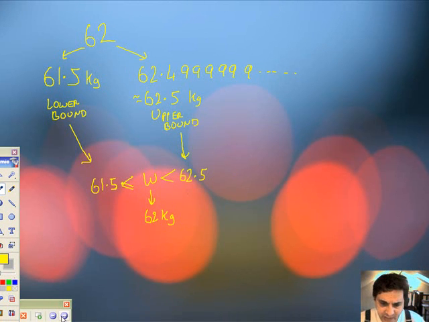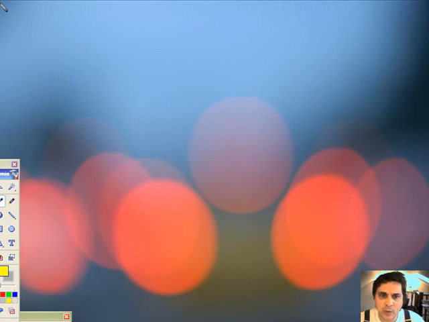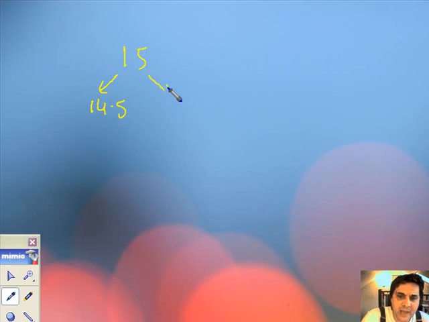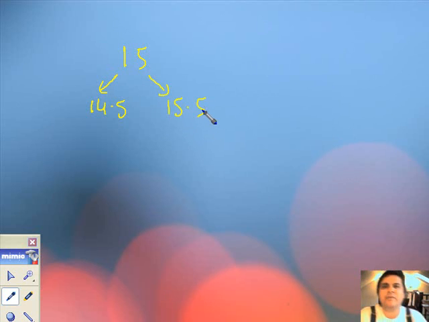Let's just change over to the next page and we'll do some upper and lower bound questions. So question 1, these numbers have been rounded to the nearest integer, that's the nearest whole number. Write down the upper and lower bound. So here I go. So 15. How low can I go? Answer 14.5. How high can I go? 15.5. Okay, 15.49 recurring.